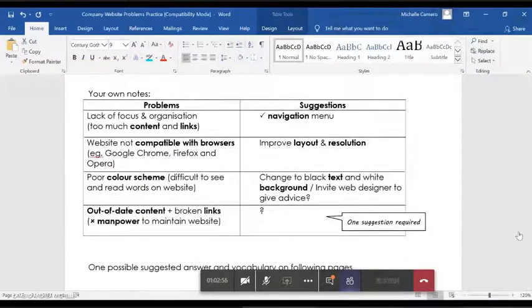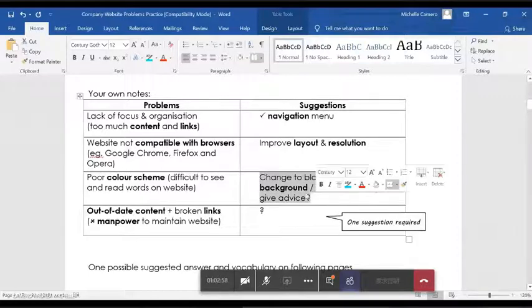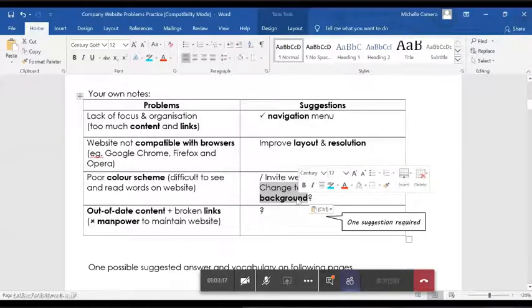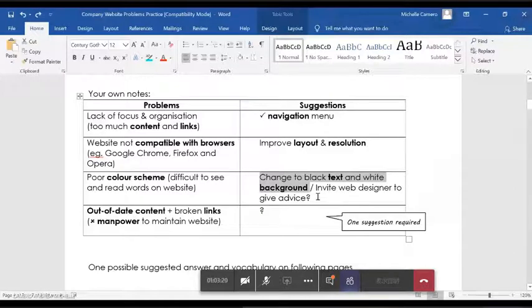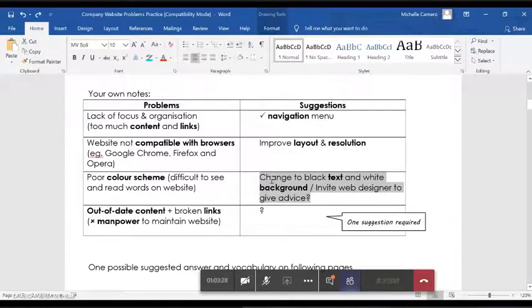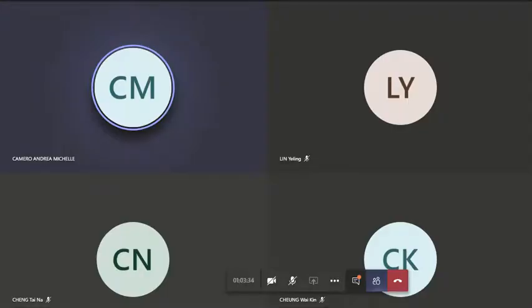For this one, remember, you've got two solutions. You've got solution 1 and you've got solution 2. So if you say the best solution is to change to black text and white background, if this is the best one, then why are you suggesting this solution, inviting a web designer? That doesn't make sense because you just said this is the best one. So if you're going to use that phrase, the best solution is to, that's fine, but I would only use it when there is only one solution given. I would not use it when there are two solutions. Okay, so be careful of that one. All right. Back to the Unit 8 document.